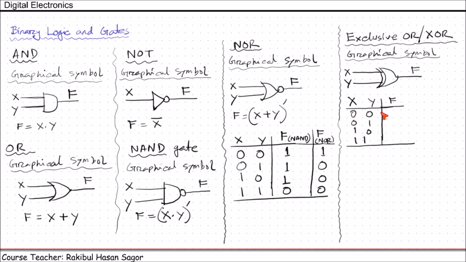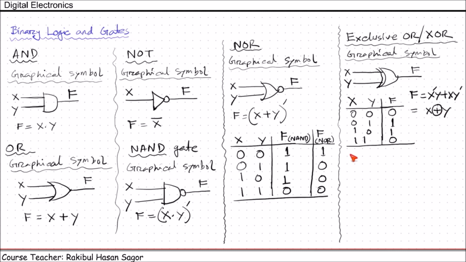So for 0 0, the output will be 0. For 0 1, we have different types of input, so the output will be 1. For 1 0, different types of input, the output will be 1. For 1 1, it will be 0. The function F can be written as X prime Y plus X Y prime. Sometimes it is also represented using this notation, X XOR Y.